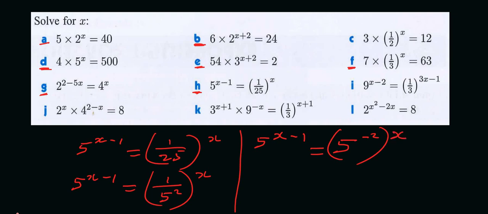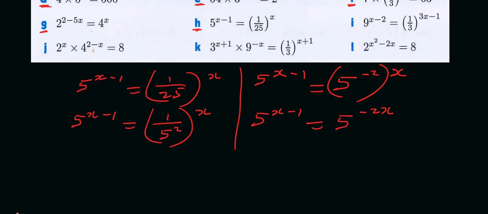So now we can use these two to multiply this x, and that's going to give us 5 exponent x minus 1 is equal 5 exponent negative 2x. So at this point we have the same base of 5 on both sides, so we can now equate the exponent. So this will become x minus 1 equal negative 2x.